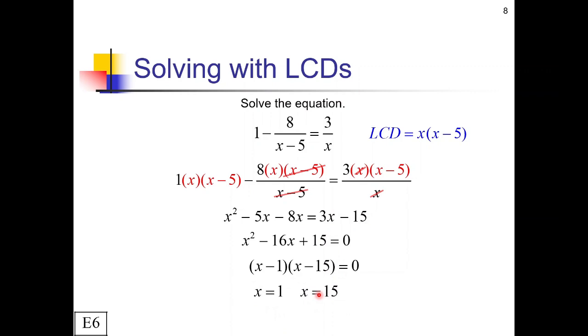Just double checking to make sure I'm not zeroing out any of my denominators. 1 minus 5 and 1 is fine. 15 minus 5 and 15 are also not a problem. So nothing undefined. We've got 2 more good answers.